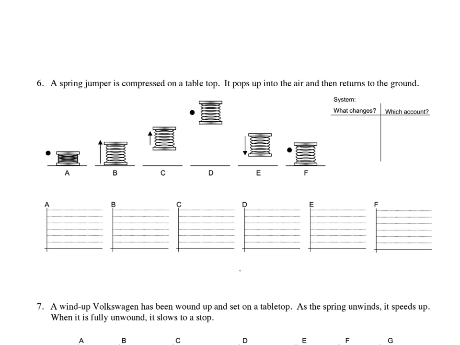This is Unit 0, Worksheet 5, problem number 6. A spring jumper is compressed on a tabletop. It pops into the air and then returns to the ground.